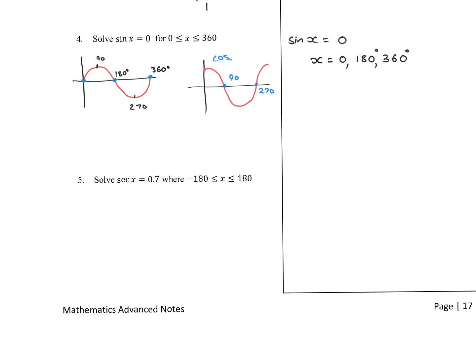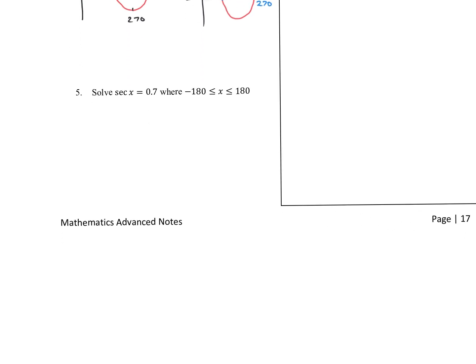Okay, so example 5. Solve sec x is equal to 0.7, and we've got a different domain here as well. What is sec x? 1 over cos x. So 1 over cos x is equal to 0.7. What's another way to write 0.7? We don't tend to deal with decimals much with trig.